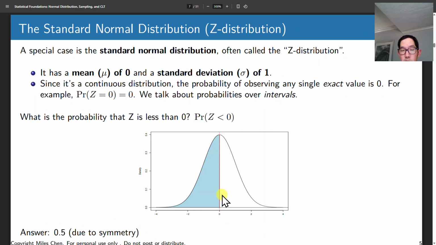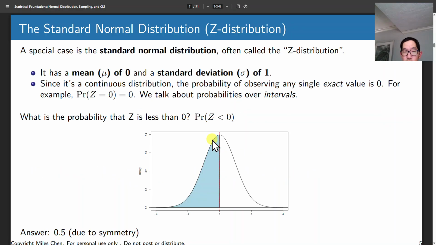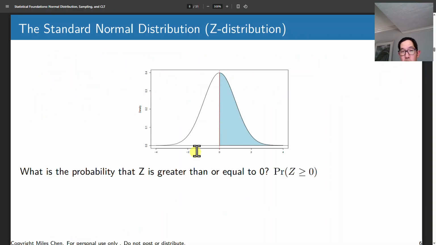Conversely, if I said, what is the probability that we get a z greater than or equal to 0? Then our answer is also going to be 0.5. We know that the total area under the curve is 1, and on the previous slide we said the area to the left of 0 is 1/2, and therefore the area to the right of 0 is also going to be 1/2.